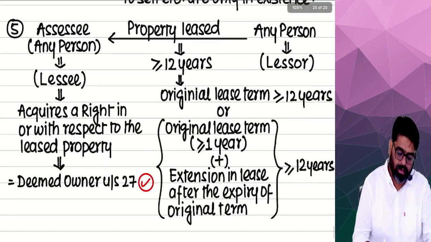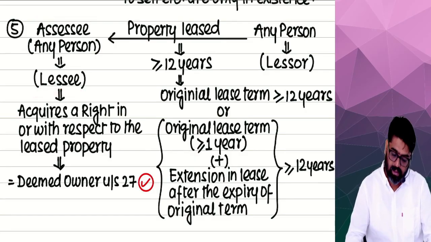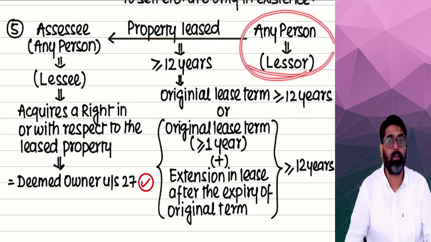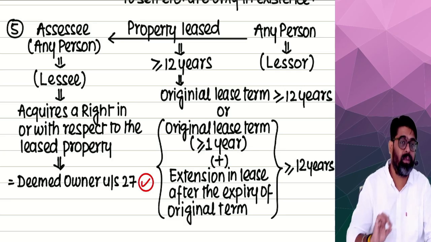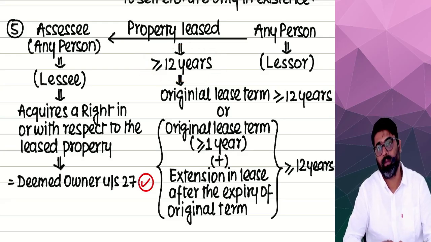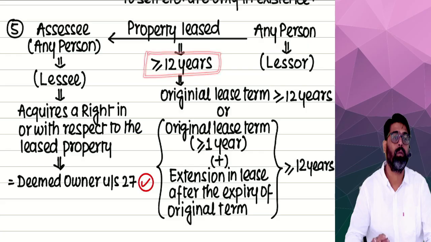Last case. If assessee is there, assessee is a lessee. He has taken the property on lease from any person. That person who is giving the property on lease is a lessor. And you are taking the property on lease, you are a lessee. Now you are taking the property on lease on a long-term basis. What basis? When it will be said that the property is taken on lease on a long-term basis? When you take the property on lease for minimum 12 years or more.